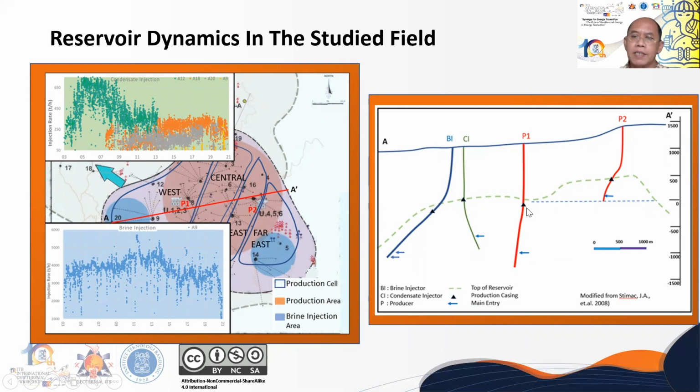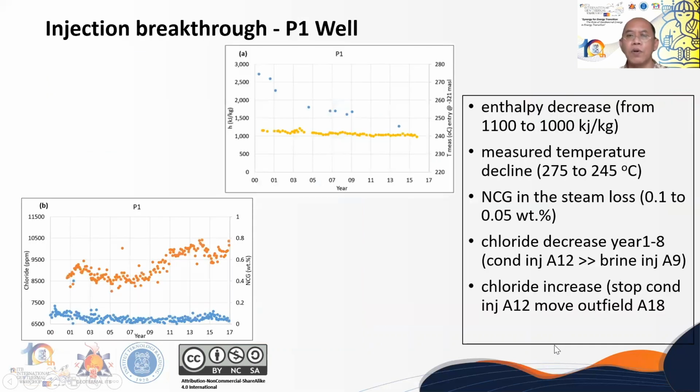The first one is P1, relatively having a deep entry, getting impact from the injection from the west. And the second one is P2, the entry is relatively shallow. Let's go into more detail. P1 well experienced injection breakthrough.